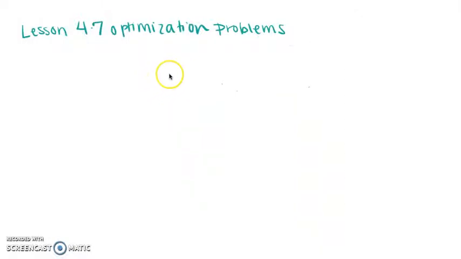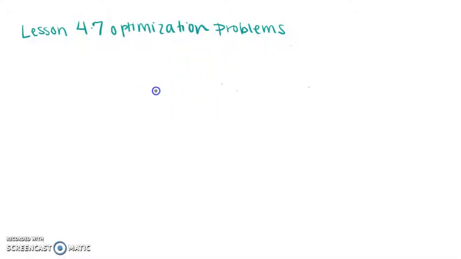Hi, today we're going to go over lesson 4.7, optimization problems. This lesson is essentially using our previous knowledge on how to find an absolute extrema on a specific interval and apply this to solving word problems. And these word problems are almost always to maximize or minimize a certain value, such as an area, a surface area, a volume, depending on the equation.